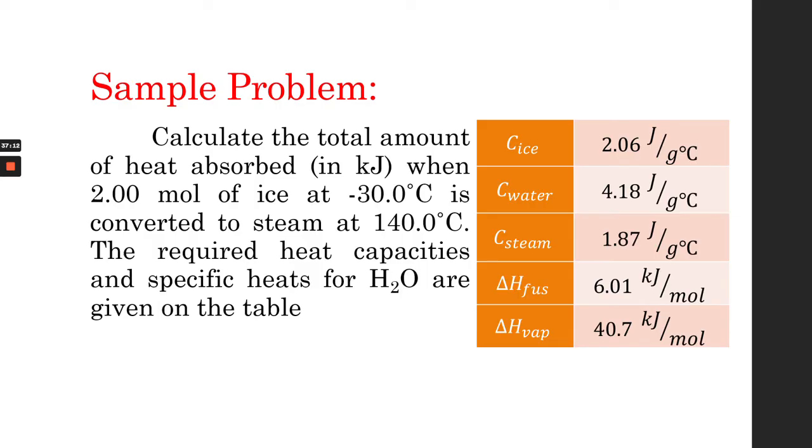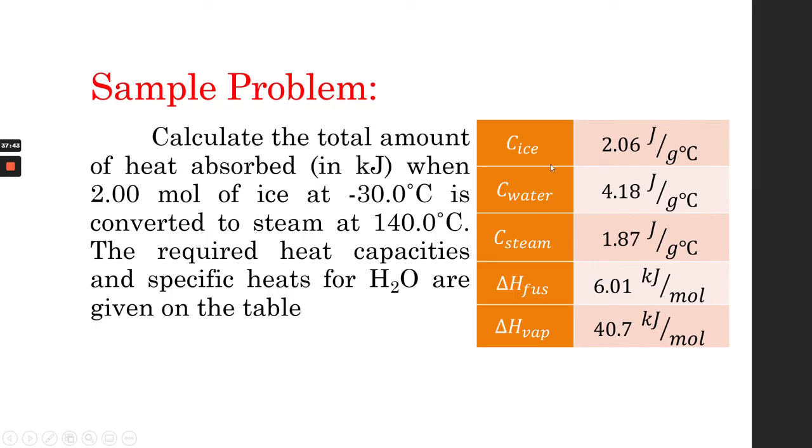So we have to convert our answer later. When we have 2 moles of ice at negative 30 degrees Celsius, and then it is converted to steam. So ice is solid, steam is gas, and we want to change the temperature from negative 30 degrees to 440 degrees. And then the required heat capacities and specific heats for water.